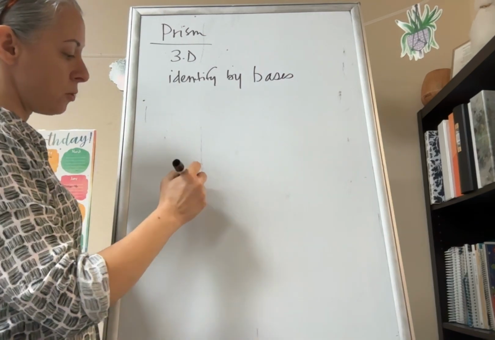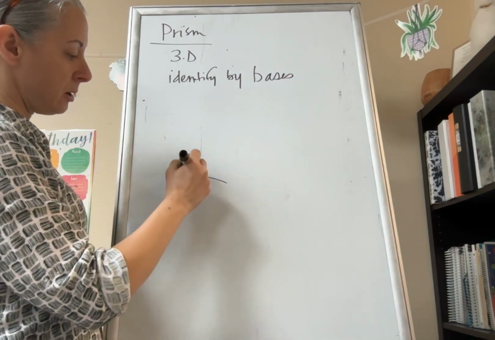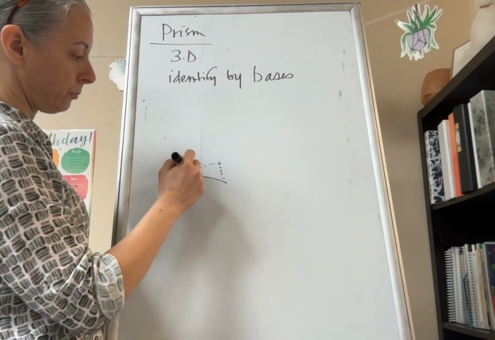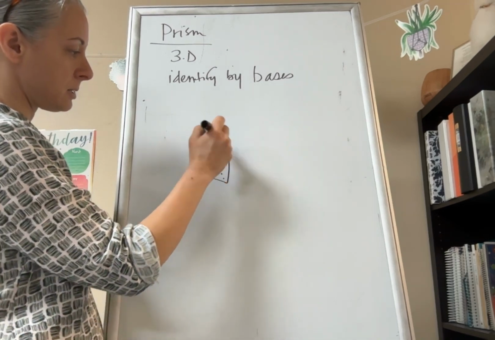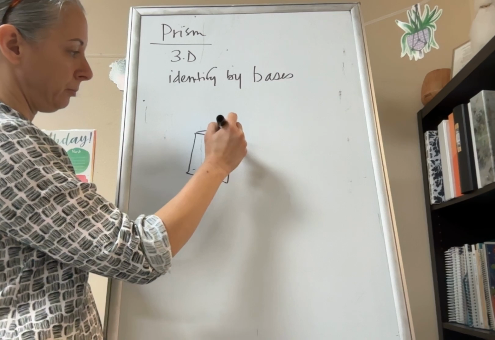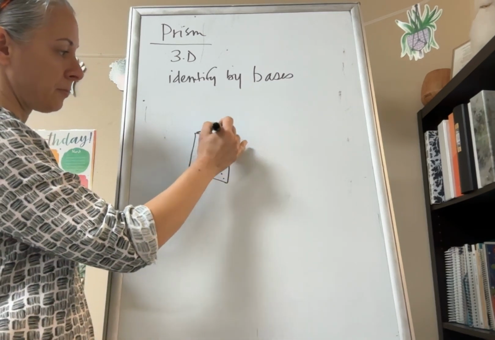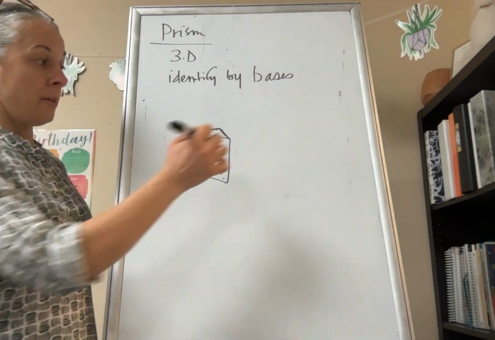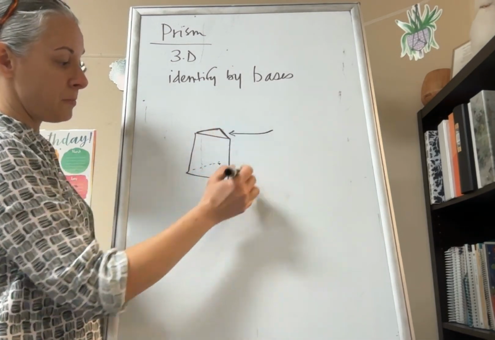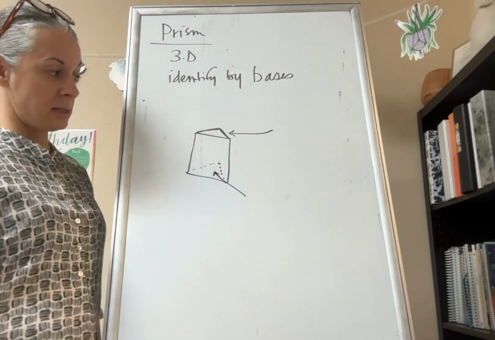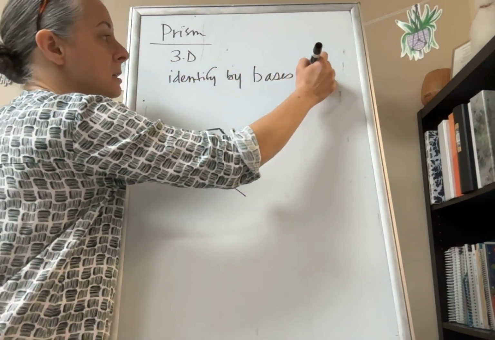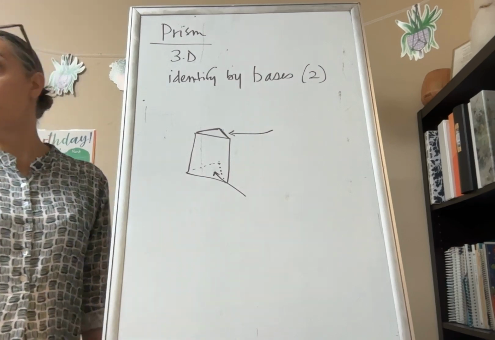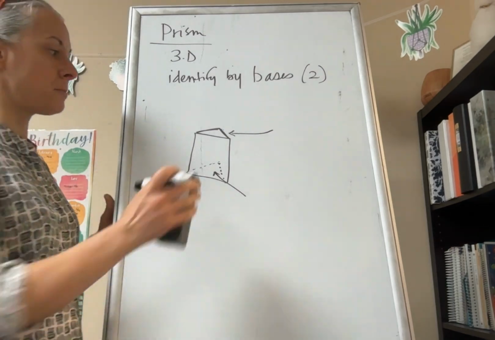right? So if my prism looks like this, that's the best I can do. It's not that great, but this is a base and this is a base. There's always two bases. I would say this is a triangular prism because the bases are triangles.